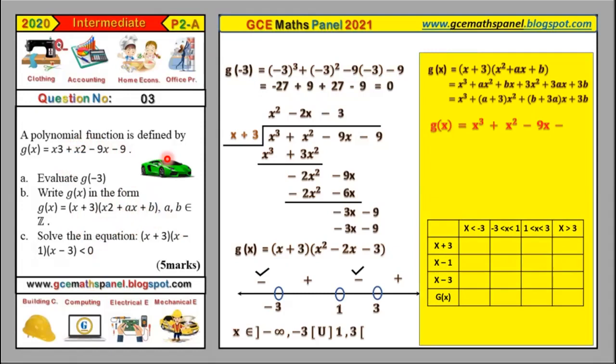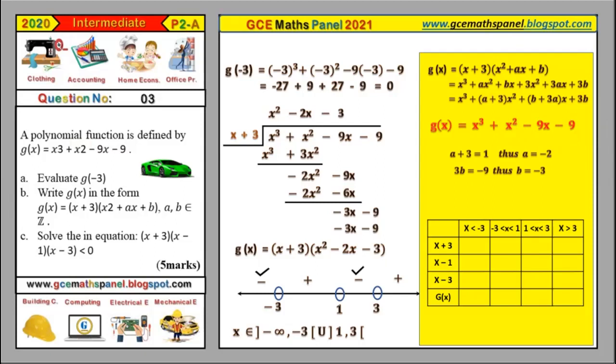And from here, when we compare these coefficients, we see that the coefficient of x squared is 1, which is equal to a plus 3. So a plus 3 should be equal to 1, and a will be equal to minus 2. Similarly, we see that 3b is equal to minus 9, and that will give us b a value of minus 3.